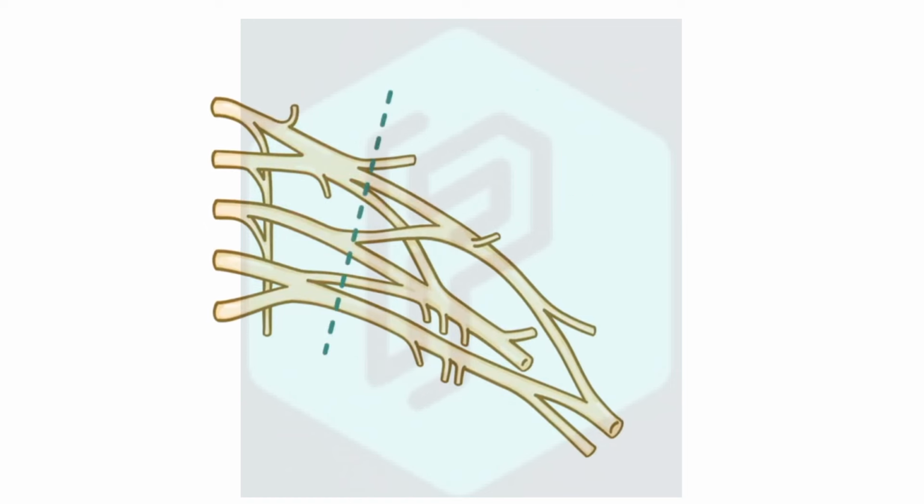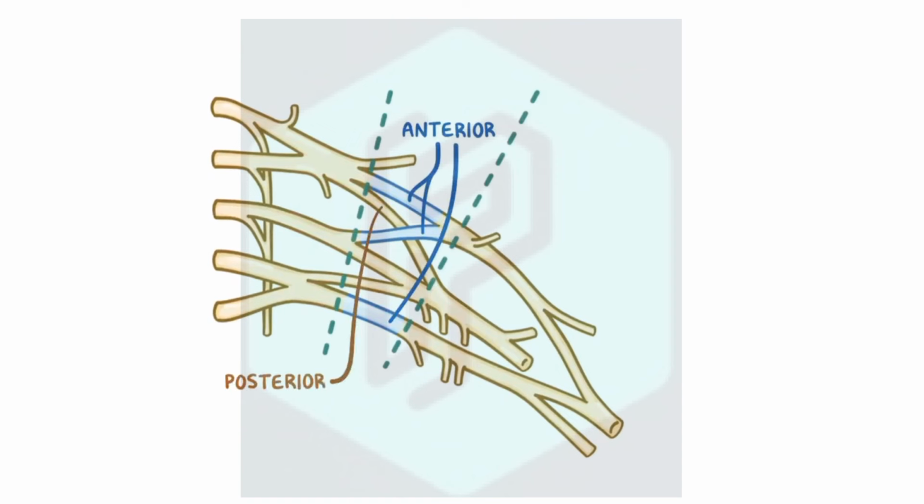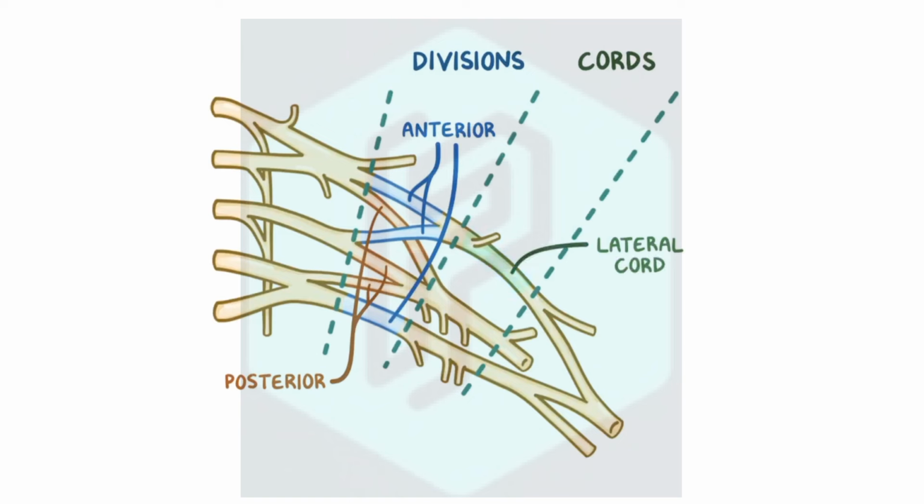Then each trunk splits into an anterior and a posterior division, giving rise to a total of 6 divisions. The 6 divisions then regroup with each other to form 3 cords. The cords are named for their relationship to the axillary artery. So there's the lateral cord, formed by the anterior divisions of the superior and middle trunks, the posterior cord, formed by the posterior divisions of the superior, middle, and inferior trunks, and the medial cord, formed by the anterior division of the inferior trunk.